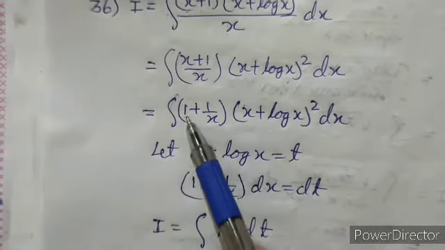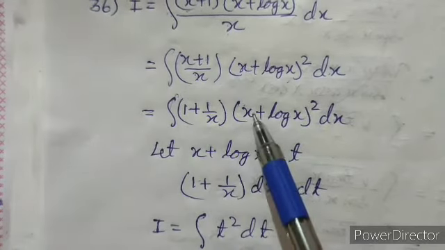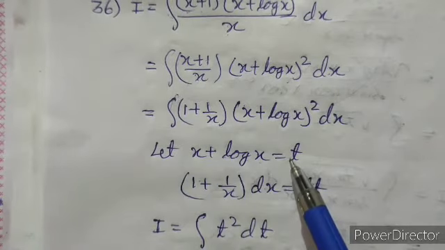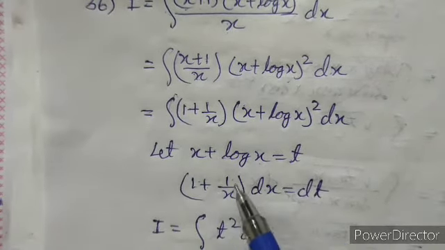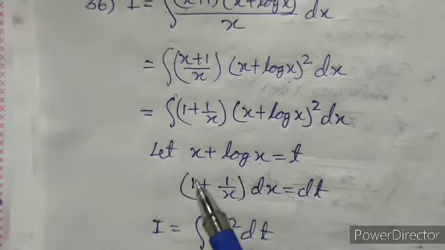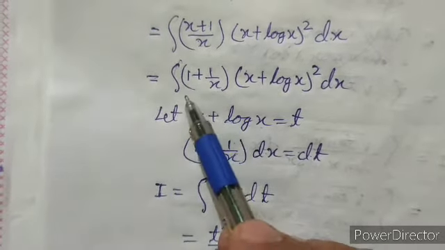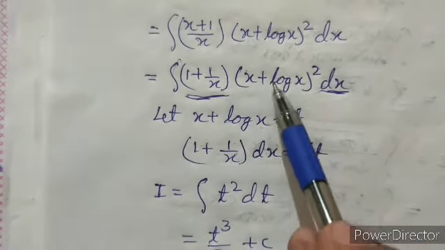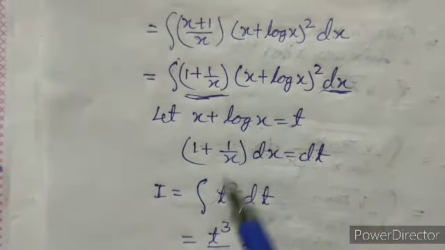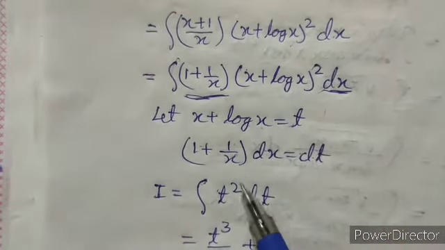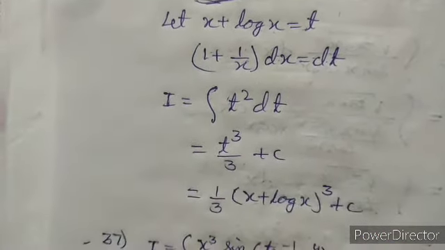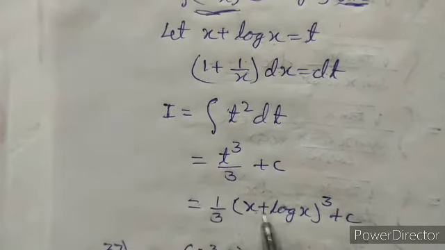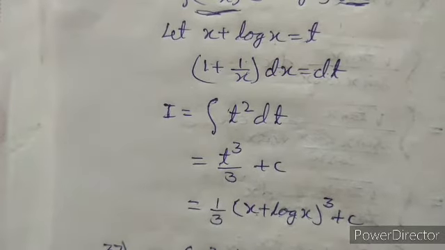Now this 1 plus 1 upon x is the derivative of x plus log x, so we will take x plus log x as t, and its derivative will be (1 plus 1 upon x) dx equal to dt, and our integral will become, now this (1 plus 1 upon x) dx will be equal to dt, and we have taken x plus log x as t, so the integral will be t square dt, which can be solved to give us the value of the integral as 1 by 3 (x plus log x) whole cube plus c.